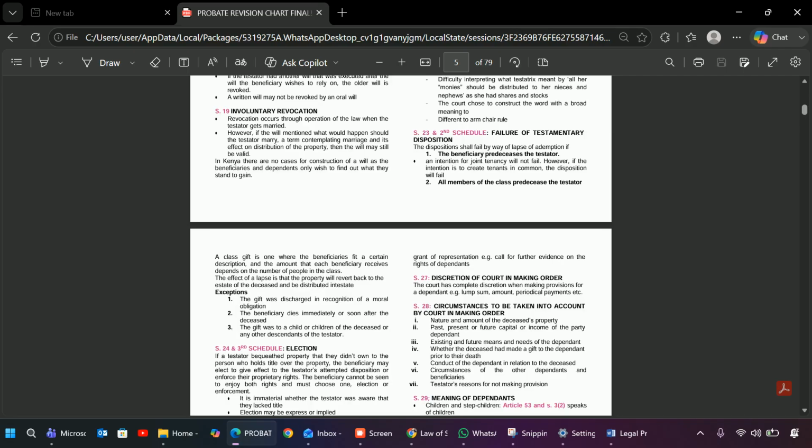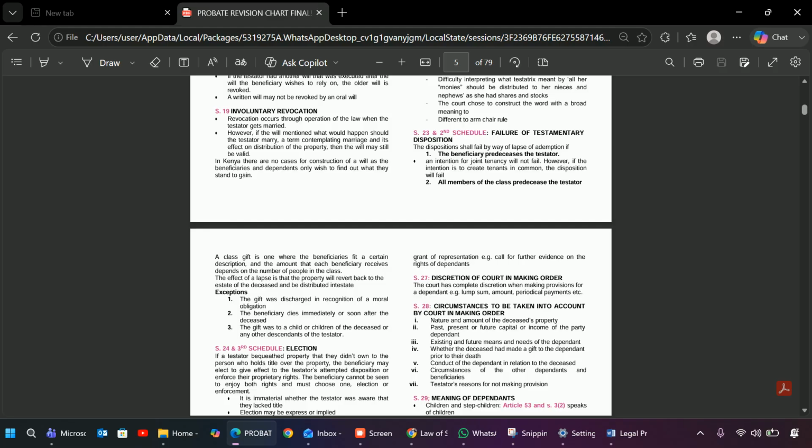All members of the class predecease the testator. A class gift is one where the beneficiaries fit a certain description, and the amount that each beneficiary receives depends on the number of people in the class. The effect of a lapse is that the property will revert back to the estate of the deceased and be distributed intestate. But we have various exceptions. Where the gift was discharged in recognition of a moral obligation, where the beneficiary dies immediately or soon after the deceased, and where the gift was to a child or children of the deceased or any other descendants of the testator.